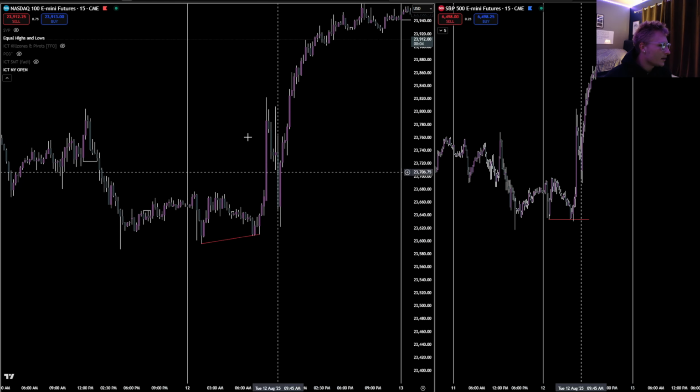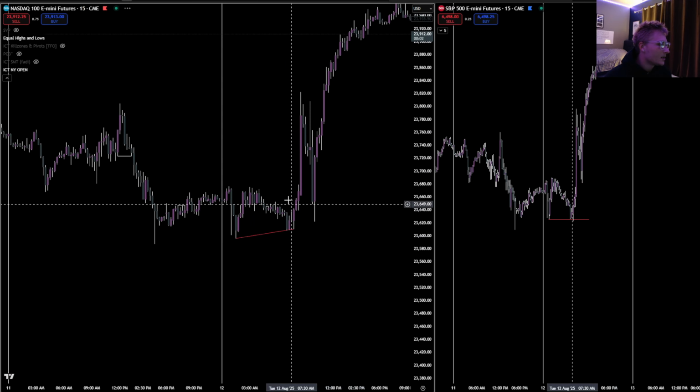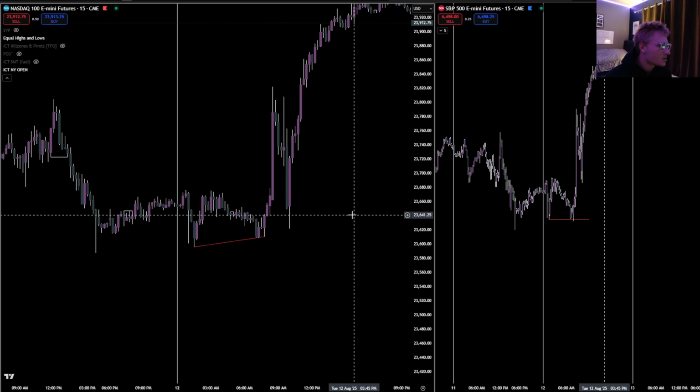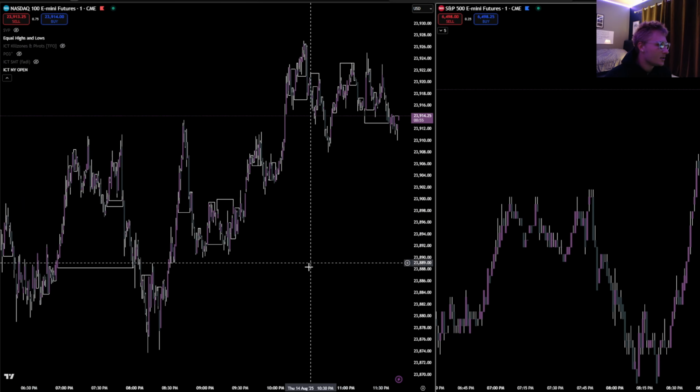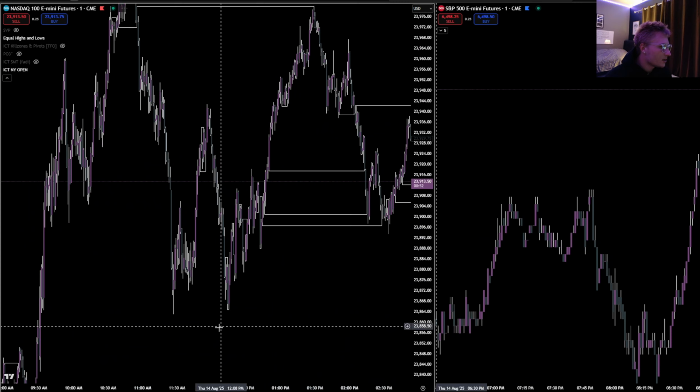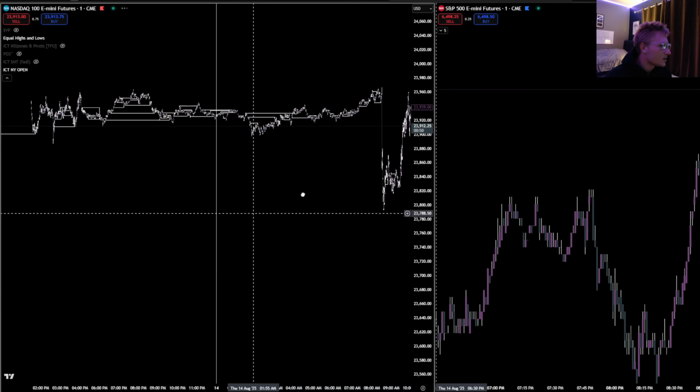So I can use an external SMT for my bias, and then I'll scale down to the lower time frames and look for an entry. For my setups, I love to have an internal SMT. So let's actually take a look and see if there was one for this setup over here.